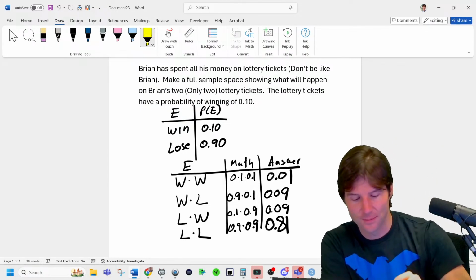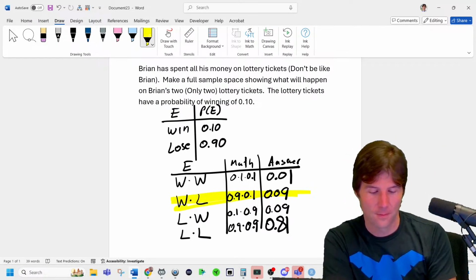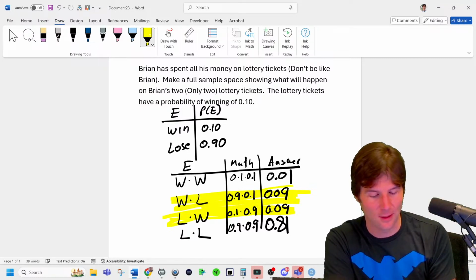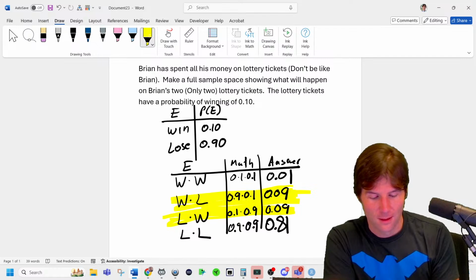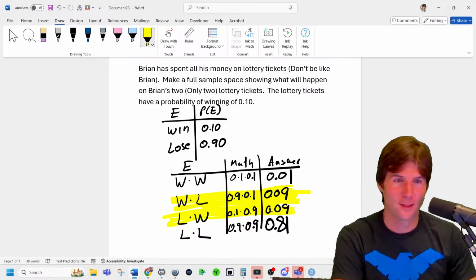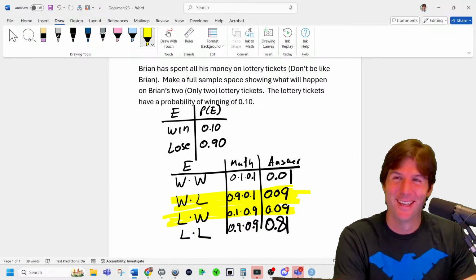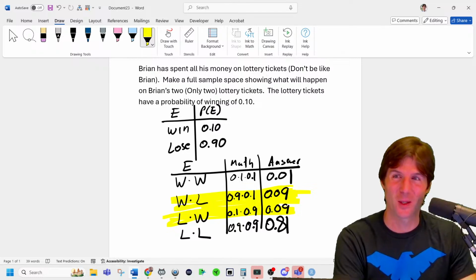I think Preston has it. 0.18, 0.18, 0.18. W Preston right there. Good work.